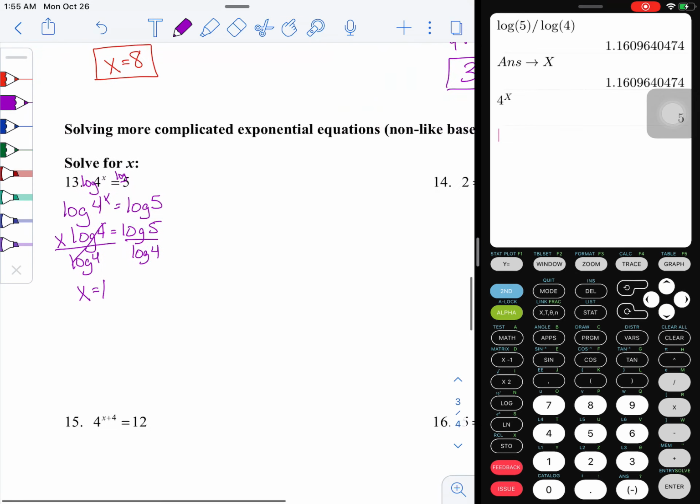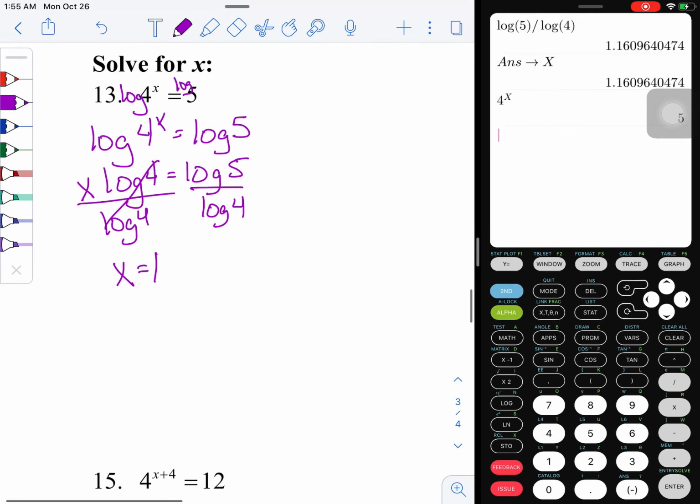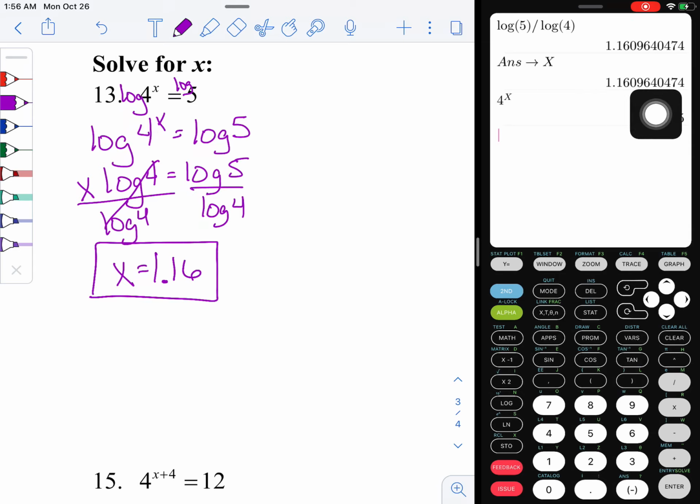Now, there's no directions here for rounding. So if there's none, I tend to round to 2 decimal places. And I'm just going to say x is approximately equal to 1.16 here, knowing full well that this actual answer is a lot more complicated than that with the decimals.